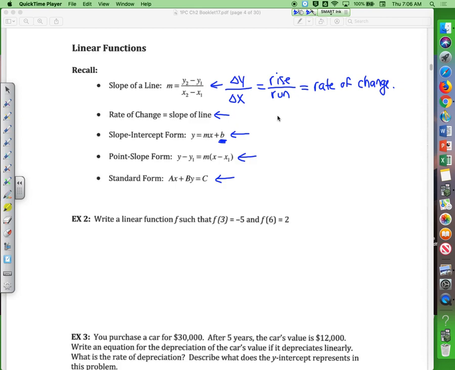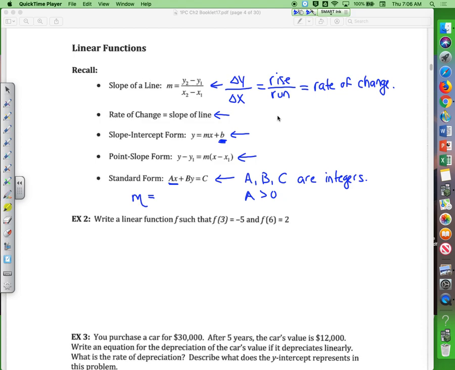So things about this standard form, A and B and C all have to be integers. So no fractions, no decimals. And this coefficient A has to be positive. So if it was a negative value, you'd have to divide everything by -1 in order to make it a positive value.